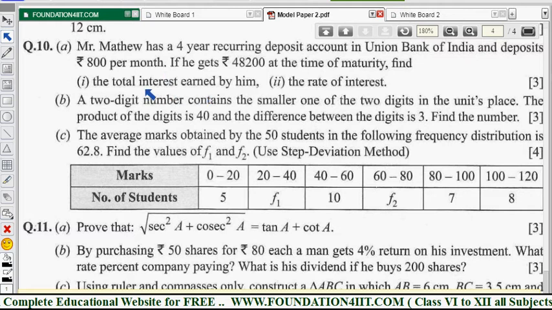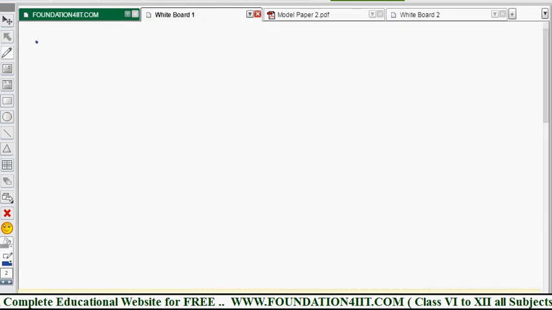So we have to calculate the interest and the rate of interest. So the R value also we need to find out. So simple interest and R value. Let us take the given data first and we'll solve this. So monthly installment is given.